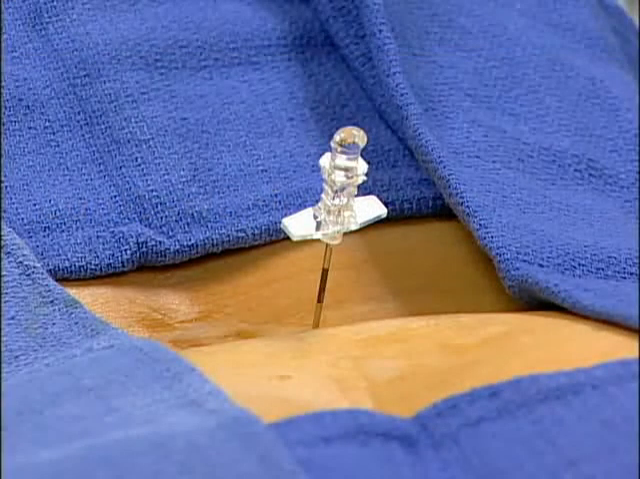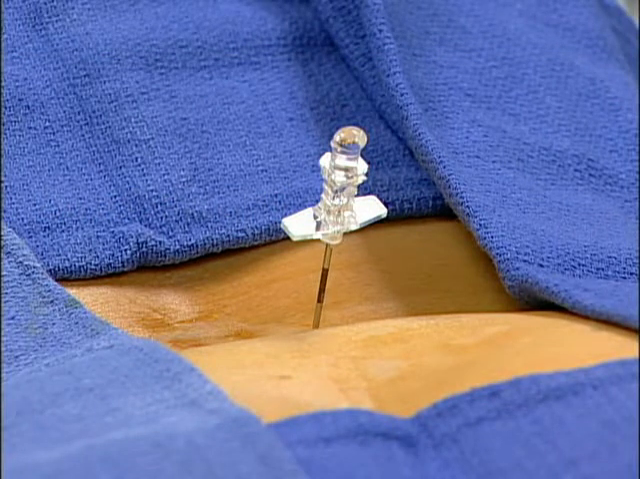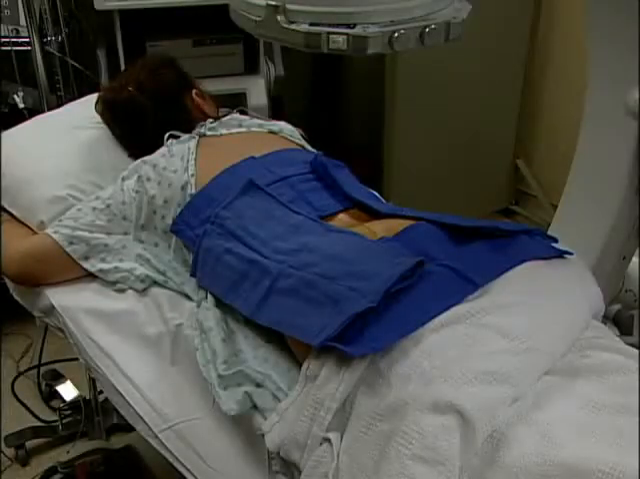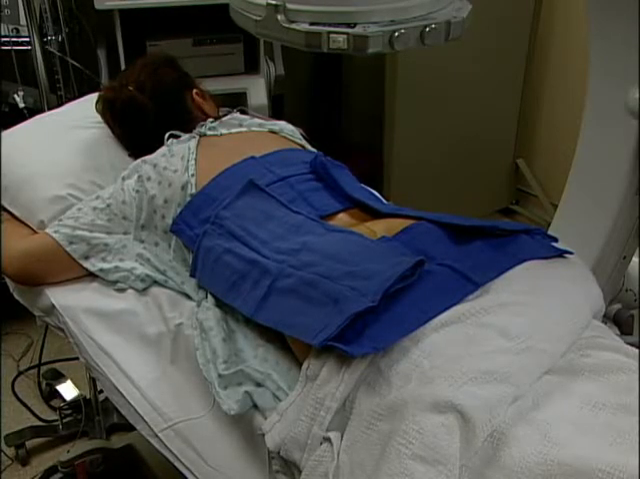This video demonstrates a lumbar epidural steroid injection using a translaminar approach at the L4-5 interspace. Place the patient prone on a fluoroscopy table. Prepare and drape the patient in a sterile manner.